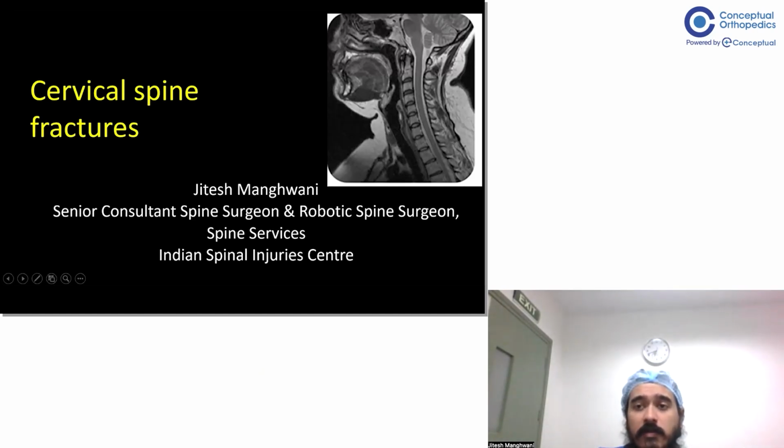A lot of candidates were requesting classes on fractures, hence I started taking fractures again. So today we are going to talk about the cervical spine fractures.